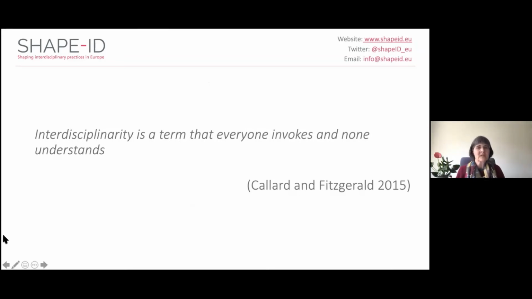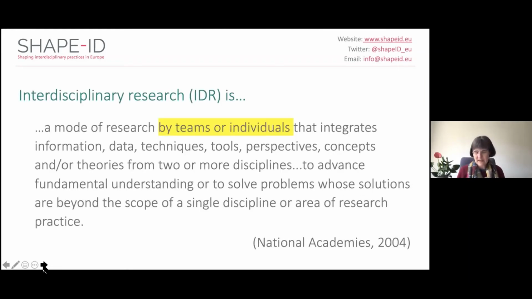When I'm teaching, I very much want to get across the message that interdisciplinarity isn't one thing. There is no one definition of interdisciplinarity. I tend to use the National Academy's definition here that I've put on screen, because I think it helpfully illustrates the fact that this is research that can either be done on your own as an individual, or it's something that might be done in a collaboration.